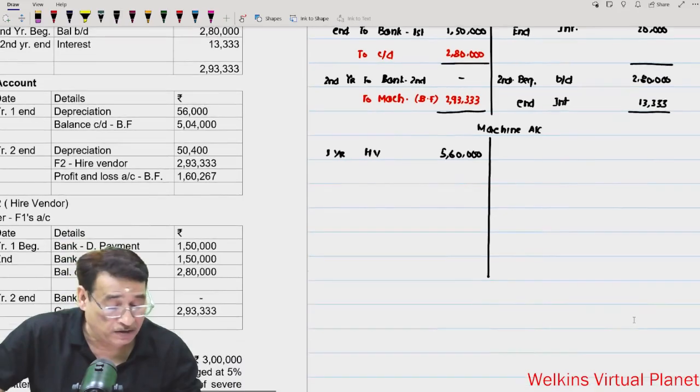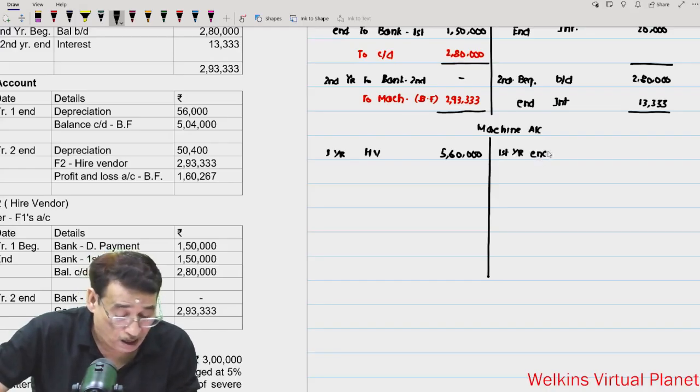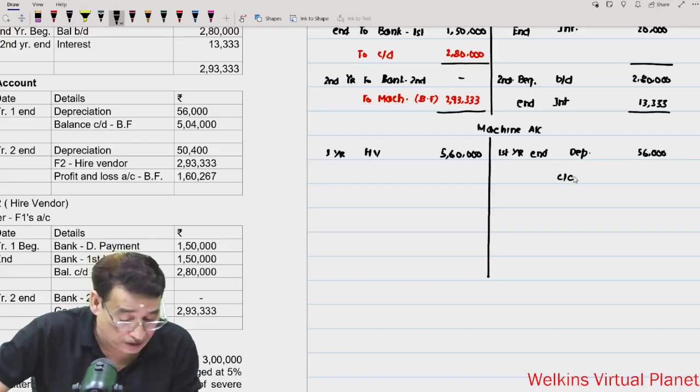Then I will reach the end of the first year. First year end. I will charge the depreciation. The depreciation is 10%. That is 56,000. Then I will write the balance carried down.